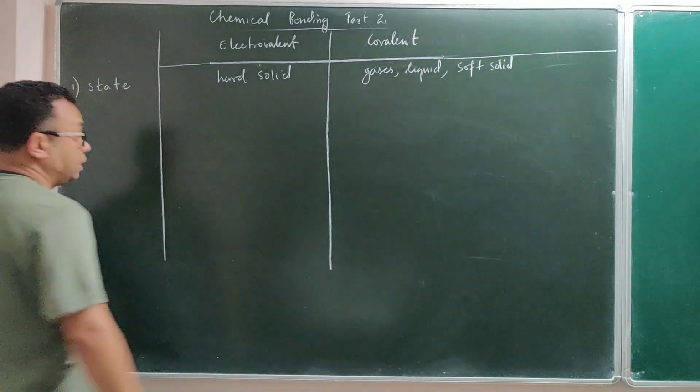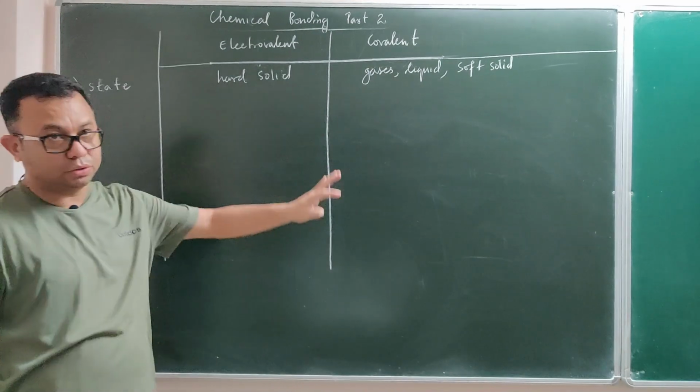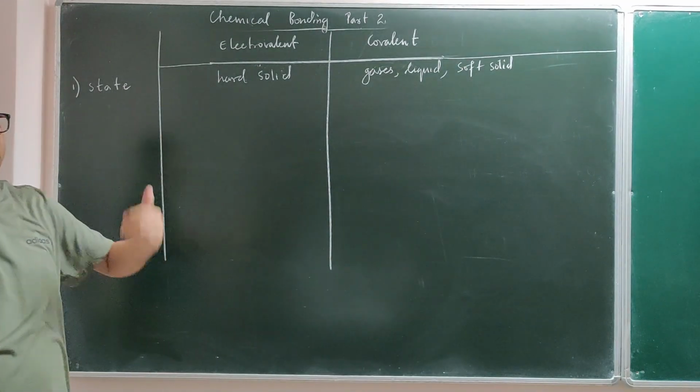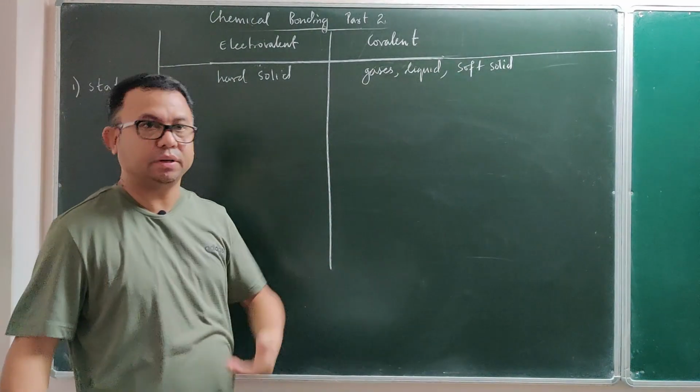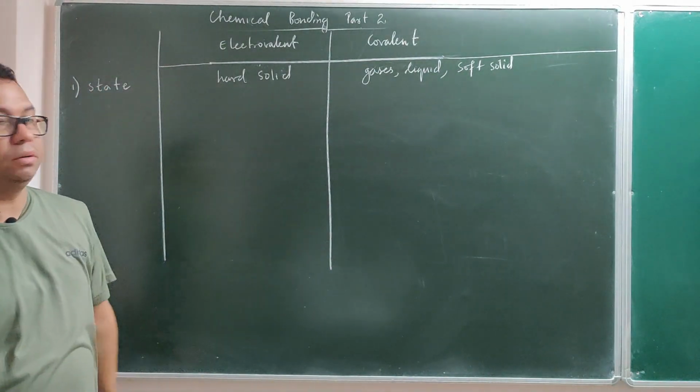So that means we are discussing two things at a time: the difference between the two, and also the properties. I am taking the properties, but at the same time, if you are asked to write the difference between electrovalent and covalent, you can go about it this way.